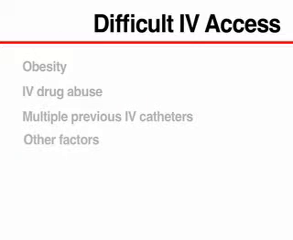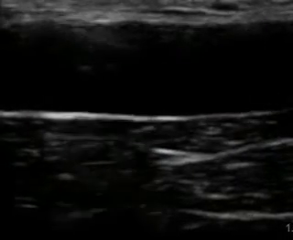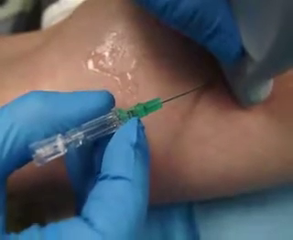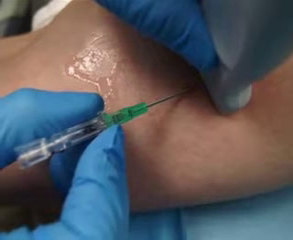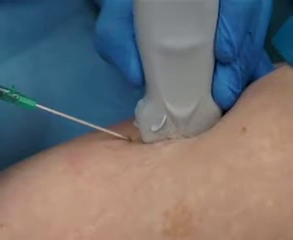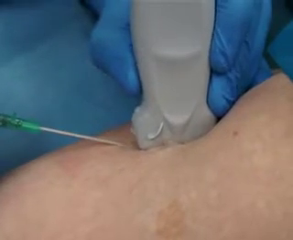IV access may be difficult because of obesity, IV drug abuse, the placement of multiple previous IV catheters, and other factors. In these situations, ultrasonography can facilitate IV catheter placement by allowing visualization of veins that are not apparent on physical examination. It is reasonable to use ultrasound guidance after 2 failed attempts at standard IV catheter placement, and it may be best to use ultrasound guidance immediately if there has been a history of difficulties with IV access in the patient.